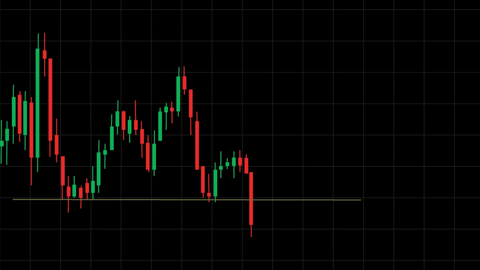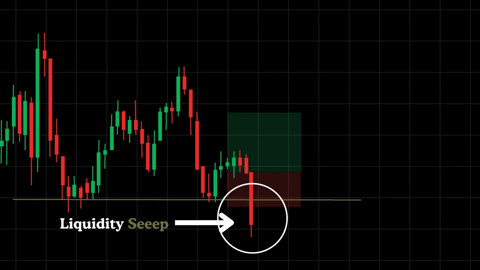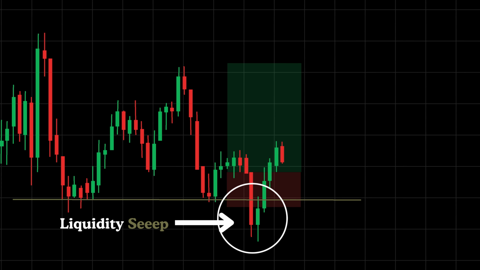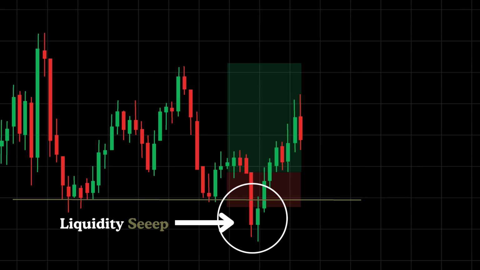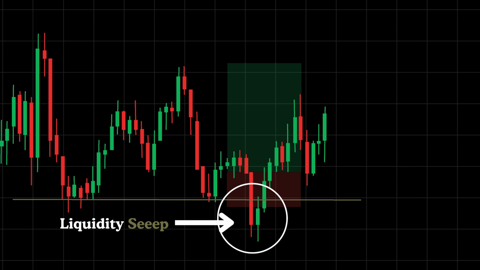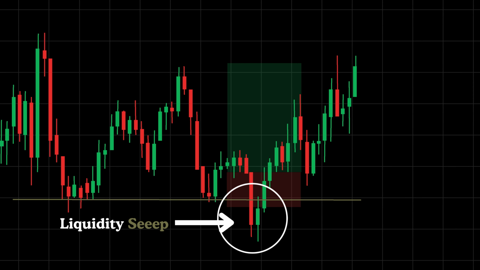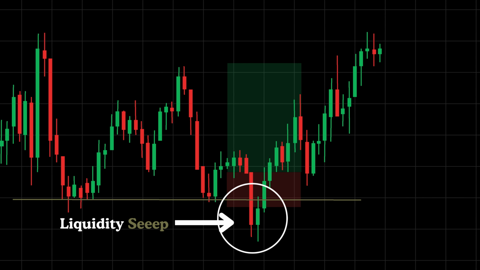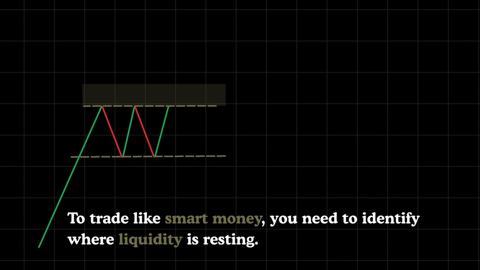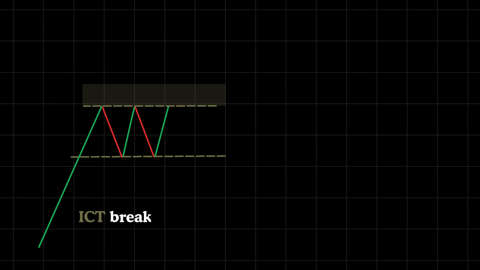Here's how it works. You buy at support, right? Your stop loss goes just underneath. The market dips, takes you out, then shoots upward. Sound familiar? That's no accident, it's a liquidity grab. Price isn't moving randomly, it's deliberately engineered. To trade like smart money, you've got to spot where liquidity is sitting.